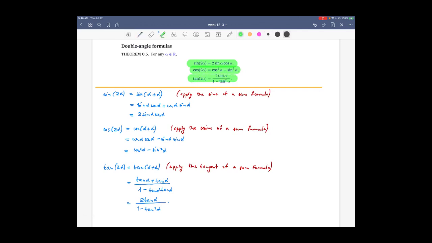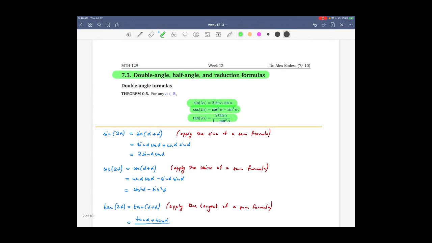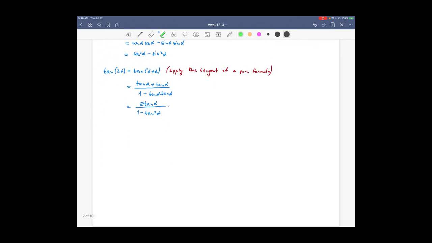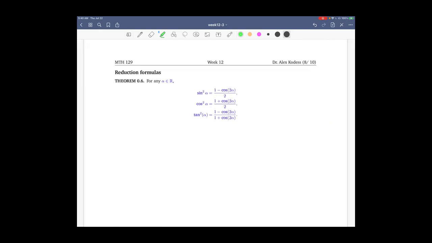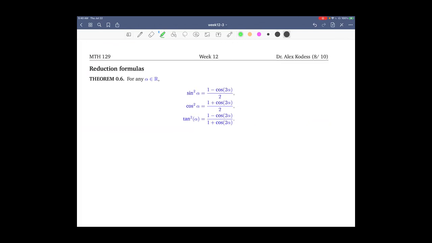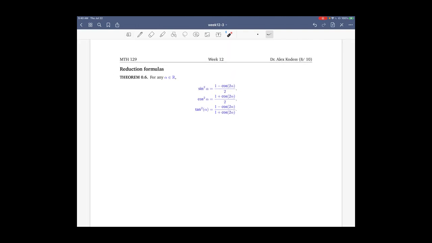I recommend that you memorize all three formulas because they are very common. They're used as the basis for proving reduction formulas. The reduction formulas are so called because they allow you to express squares of trigonometric functions through trigonometric functions not involving squares. You lower the powers at the price of raising the argument. So how do we prove these formulas?